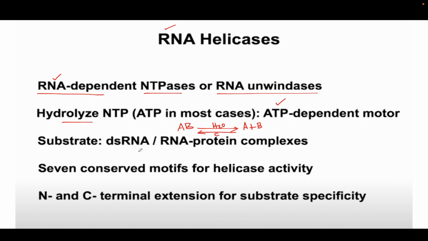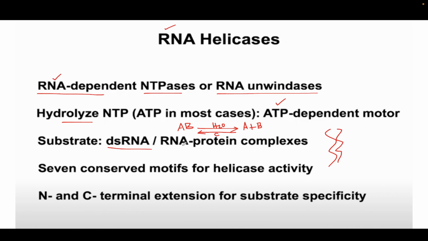Next is substrate is double stranded RNA. For unwinding purpose, there must be two helices, right? Two chains. For example, this is a single chain of RNA, so there must be another chain of RNA also there, so that they can unwind from each other.